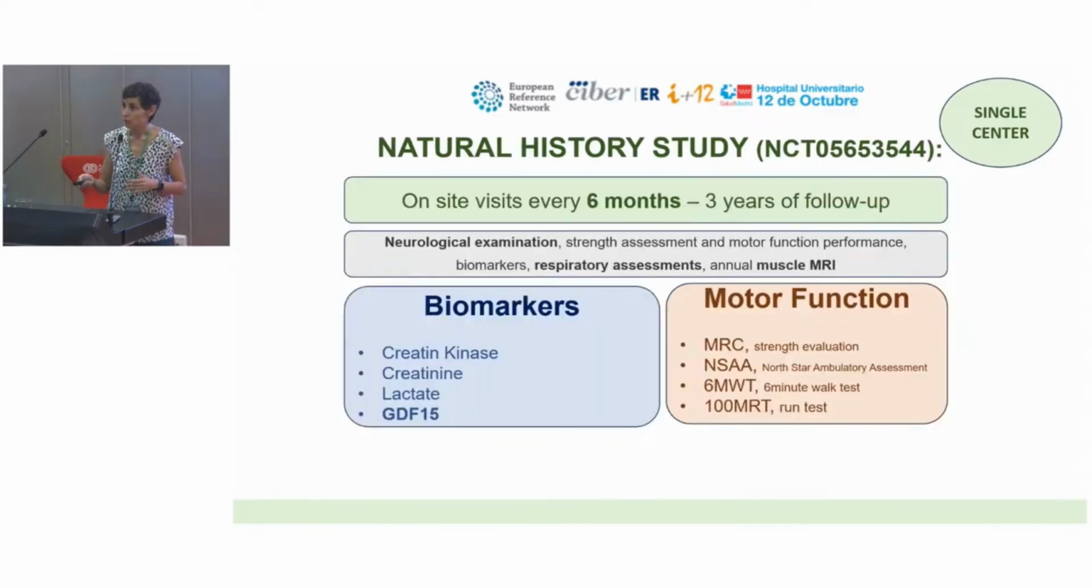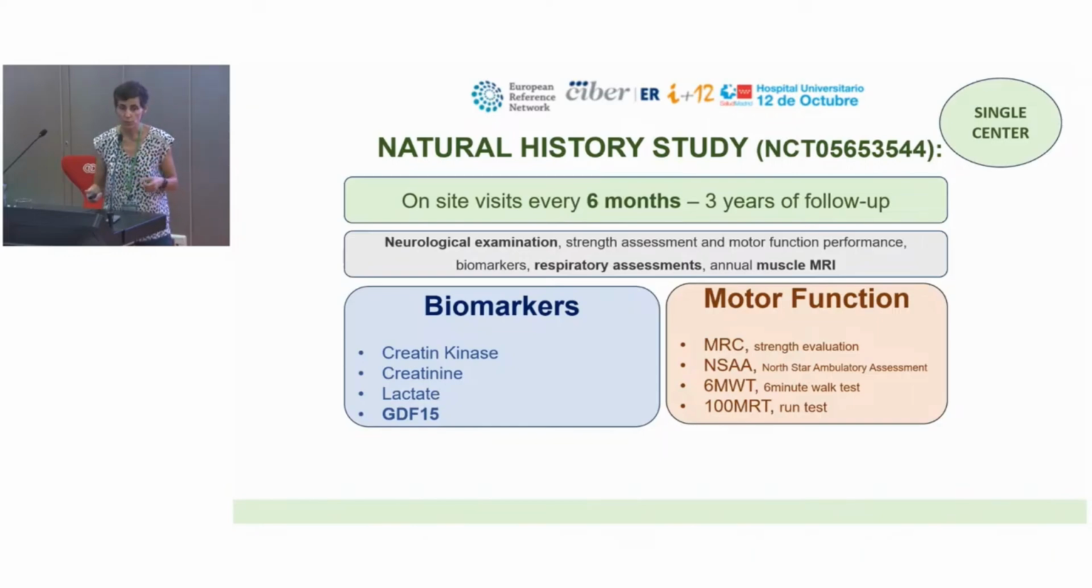What we do in these patients is we see them every 6 months at the clinic. We are trying to do a 3-year follow-up, but probably will go on. And every 6 months, we do a neurological examination. We assess the strength using different measures. We assess the strength manually with the MRC strength score evaluation, but also we do a functional motor function scale, which is the North Star Ambulatory Assessment, and also different timed tests, such as the 6-minute walk test and the 100-meter run test. In my experience, this last test, the 100-meter run test, is the best and most sensitive to capture all the muscle problems in patients with PMM.